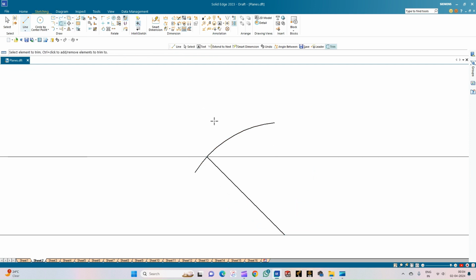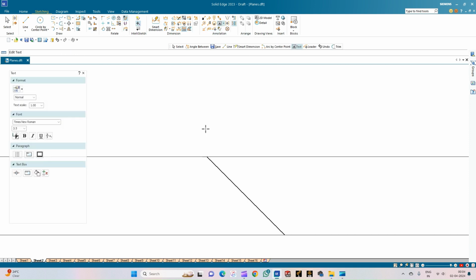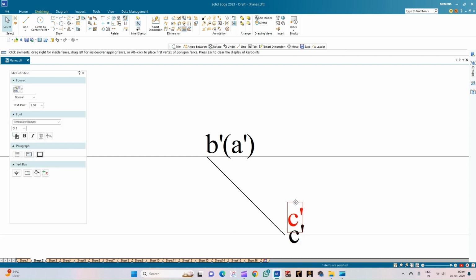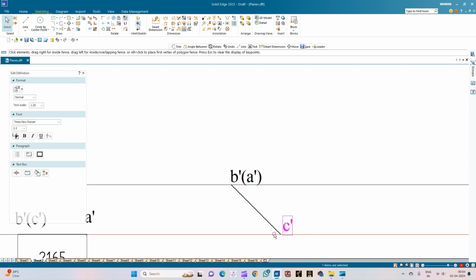So we will trim this and we will annotate this as B dash, A dash, and this particular point as C dash. And always note that all the annotations pertaining to the front view shall always be above the XY line.